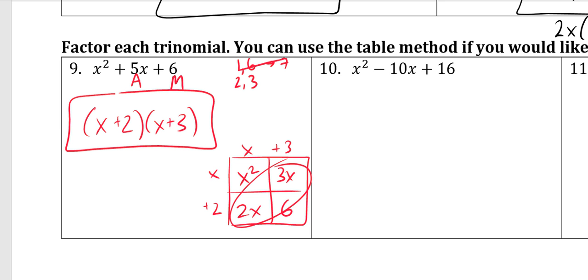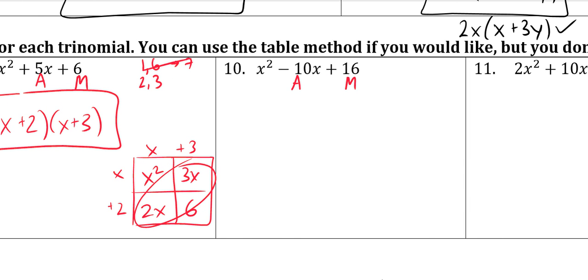Over here, what needs to multiply to make positive 16 and add up to make negative 10? We'll realize if they multiply to make a positive, they either both have to be positive or both have to be negative, but I can see since they add to be a negative in the middle, they both need to be negative terms. So they're both negative, so negative 1 and negative 16, negative 2, negative 8, negative 4, negative 4.